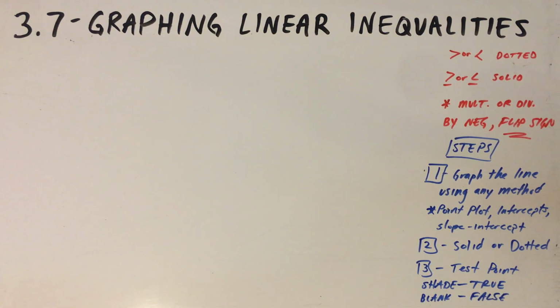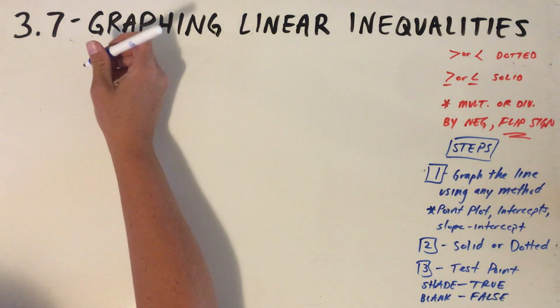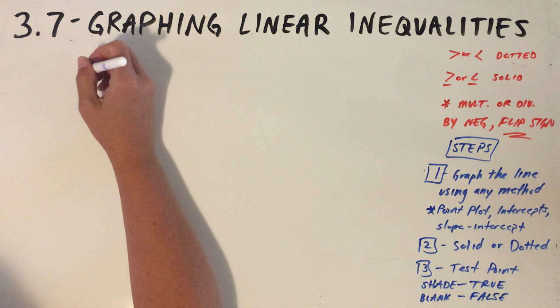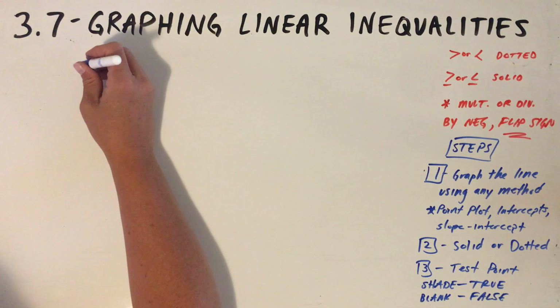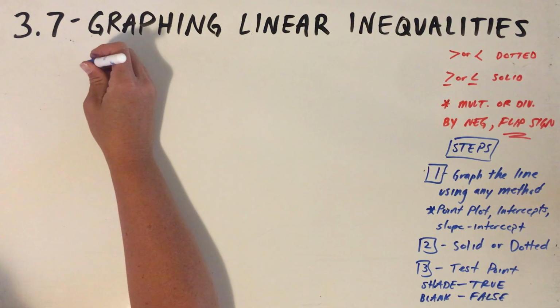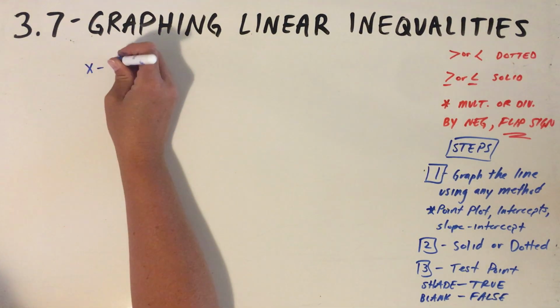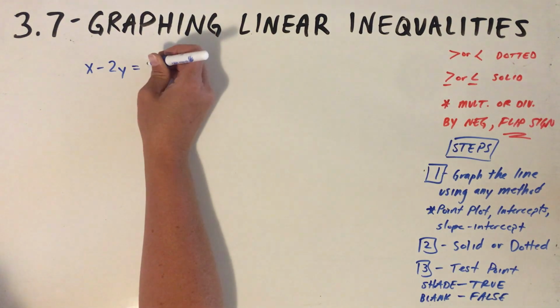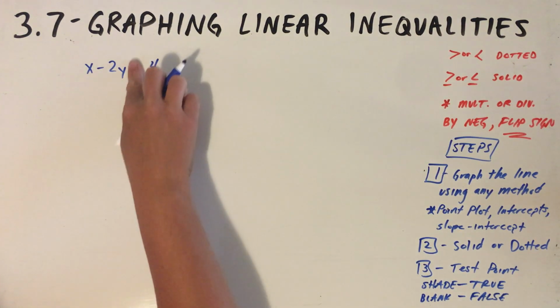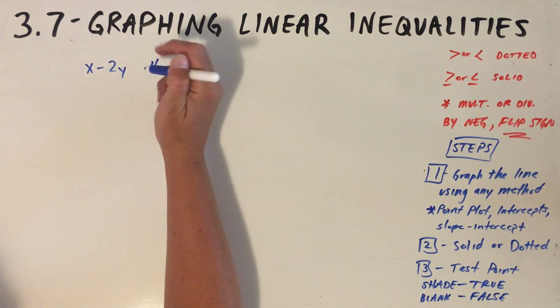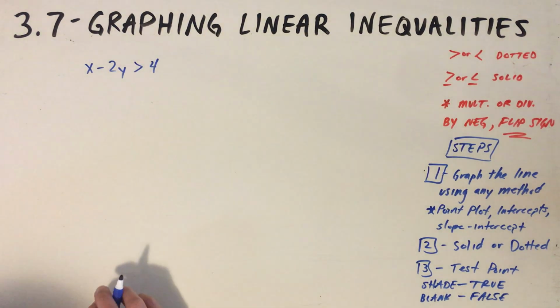So let's go through a few examples here. We're just going to do like 4 examples and be done. Okay, so let's graph the inequality. Let's say x minus 2y is equal to 4, but it's not going to be equal to. We're going to have an inequality. Let's say that it is greater than 4.